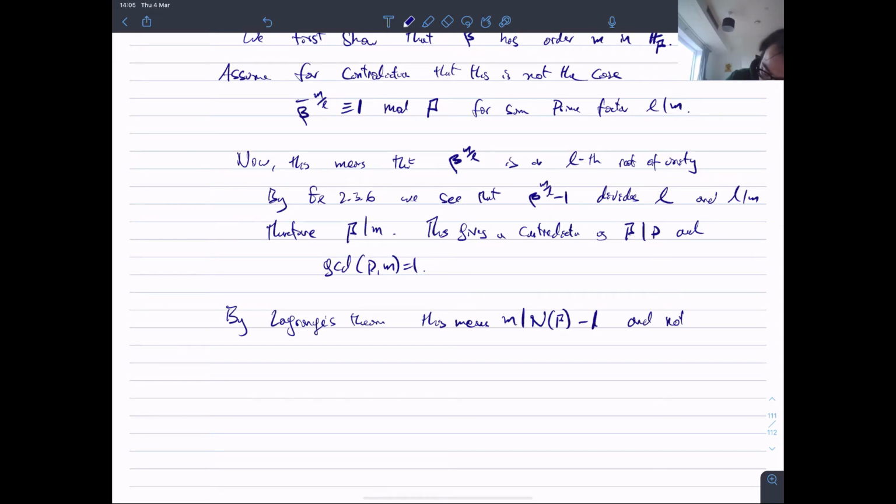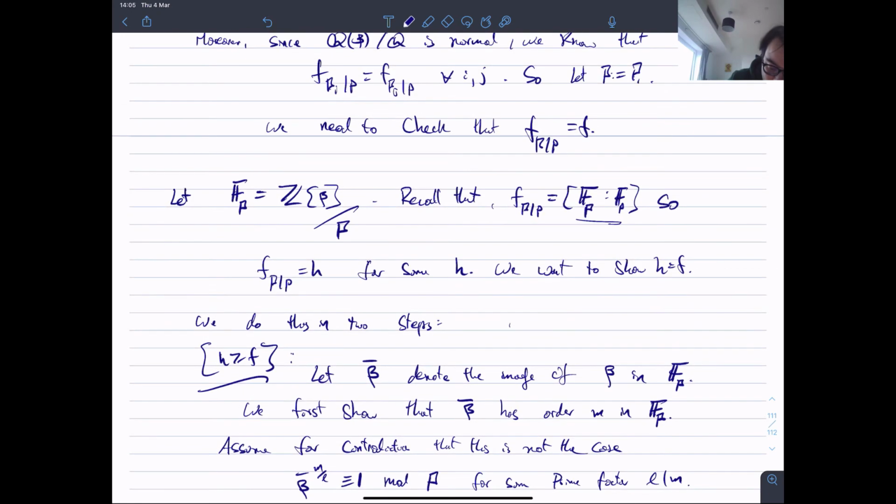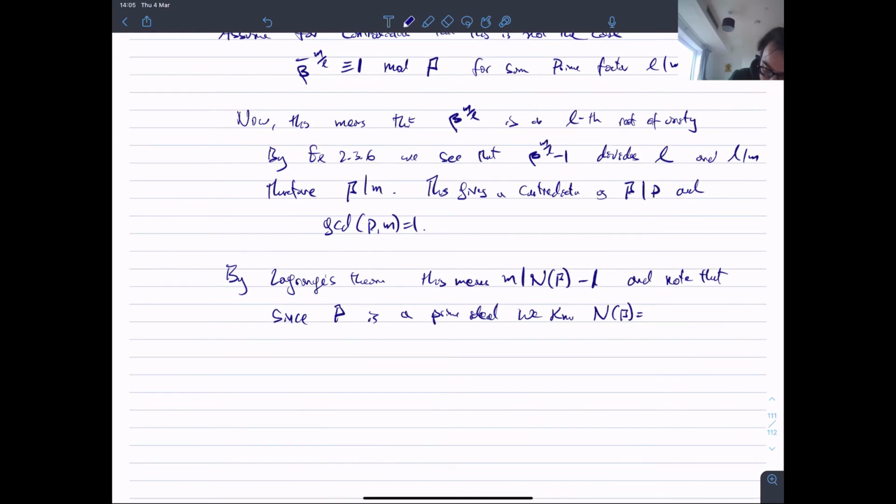And note that since P is a prime ideal, we know that the norms of prime ideals are always powers of a prime. I gave a number to this: I know that h is the residue degree of P. So the norm of this thing is p to the h. Therefore m divides p to the h minus 1. So this means that p to the h is congruent to 1 mod m.